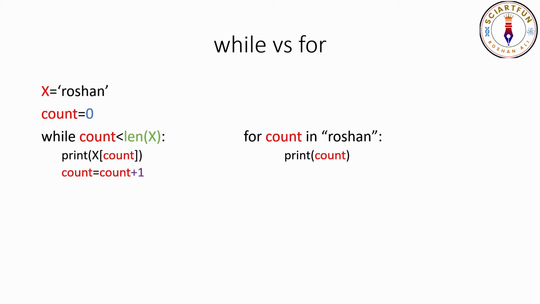Now let's see the for loop. First, you type the for command and then you type the string. And then print the variable, which will be all the characters of the string one by one. The result of these two will be the same. Let's see.